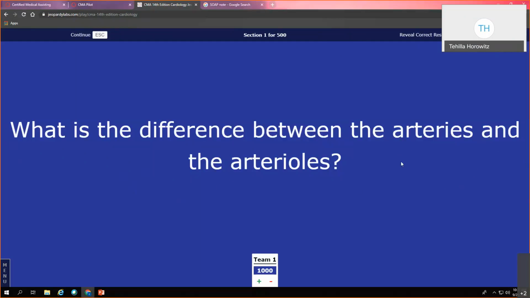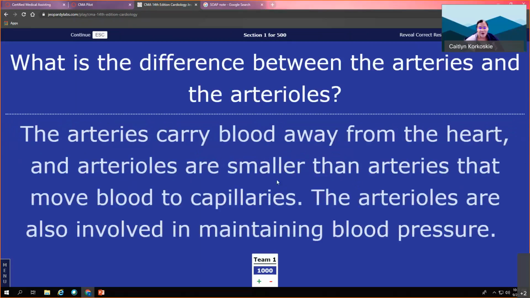So I know arterioles are smaller. Right, yeah. And blood travels through the arteries, the heart, and the body. Pretty much, yeah. The arteries carry the blood away from the heart, but also bring blood back into the heart. But the arterioles are smaller than arteries and will move blood into the capillaries.